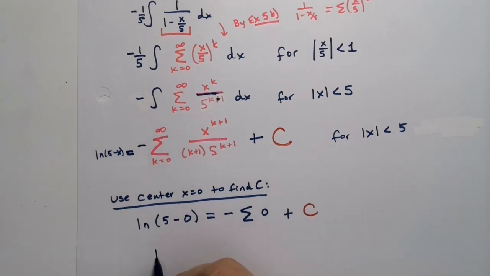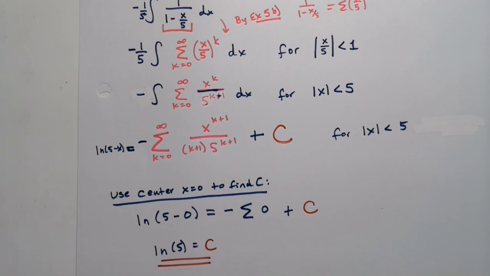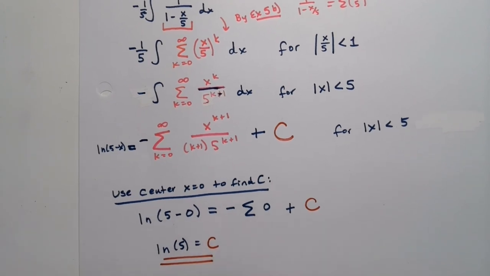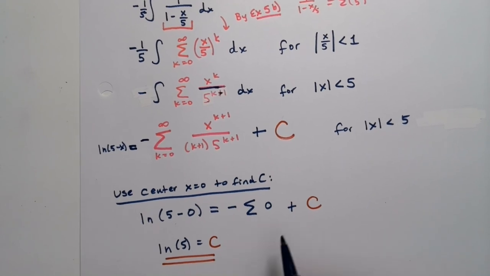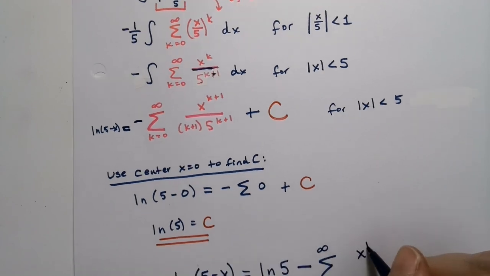So this means that the natural log of 5 is equal to c. All right, therefore, my natural log of 5 minus x is equal to the natural log of 5 minus this big sum from k equals 0 to infinity, x to the k plus 1 over k plus 1, 5 to the k plus 1.